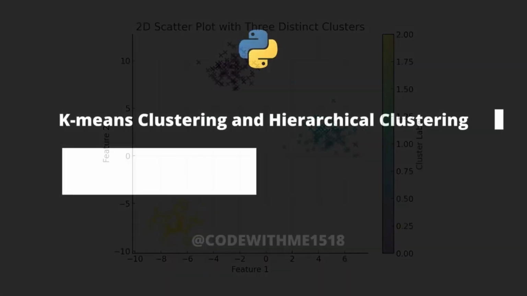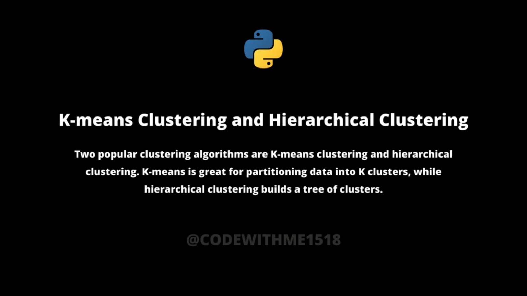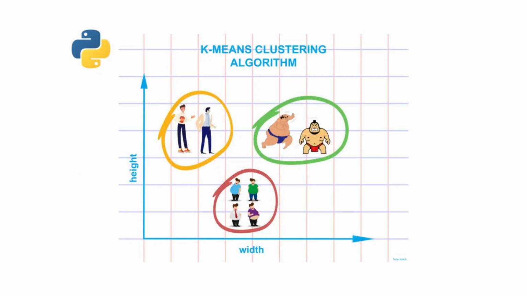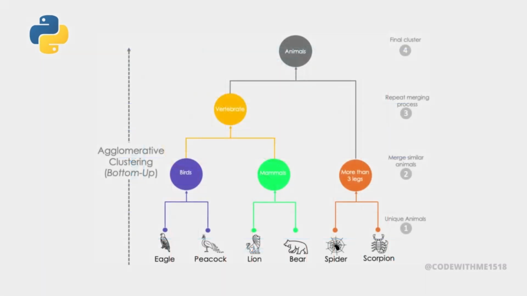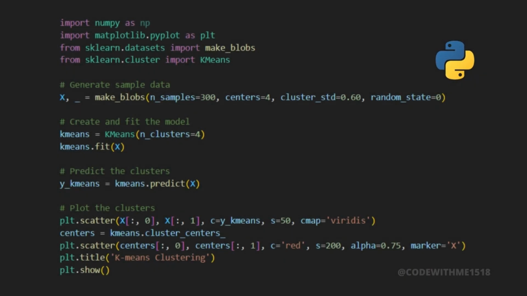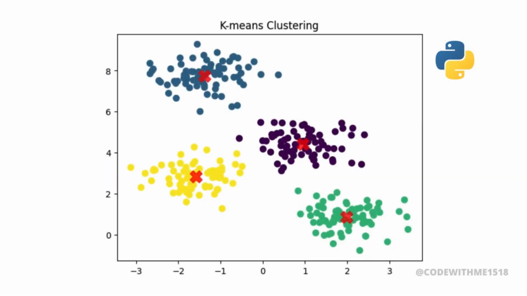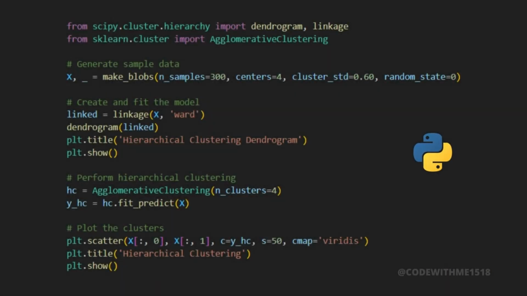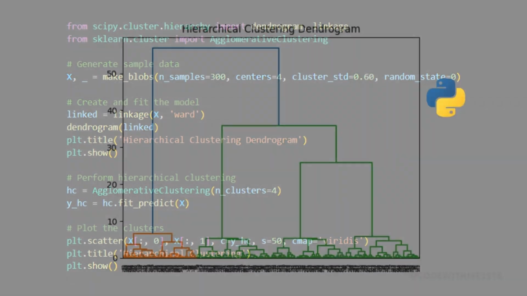Two popular clustering algorithms are k-means clustering and hierarchical clustering. K-means is great for partitioning data into k clusters, while hierarchical clustering builds a tree of clusters. Here's how you can implement these algorithms using scikit-learn. Let's run the script to see the output. Hierarchical clustering example. Let's run the script to see the output.